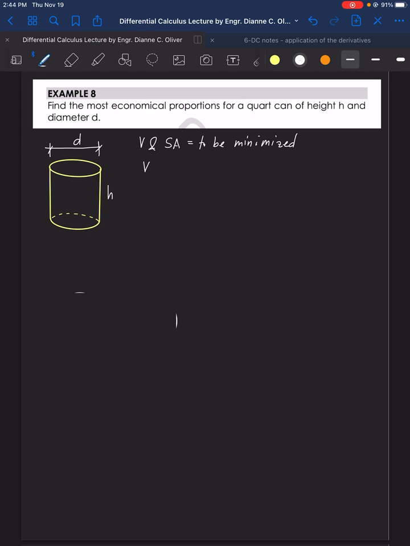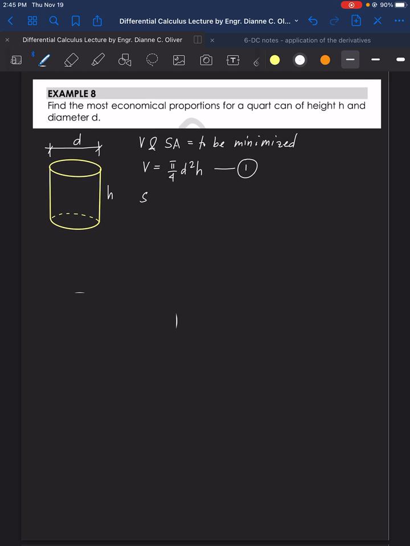First, we have the volume. Volume is the area of the base multiplied by the height. So our base here is a circle, so the area for the circle, using diameter, is pi d squared over 4. Pi over 4 d squared. Then multiplied with height. So that is actually pi over 4 d squared times height h. And that is equation number 1.